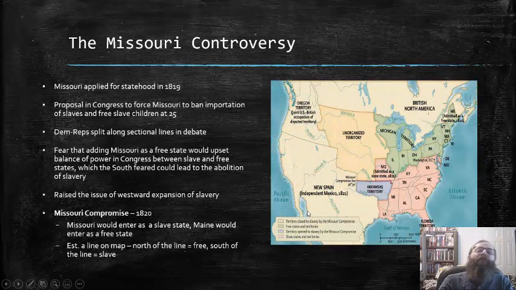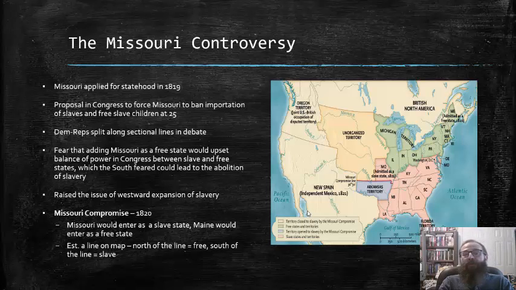Sectionalism within the Democratic-Republican Party was fully revealed during the Missouri controversy of 1819 and 1820. In 1819, the territory of Missouri applied for statehood, and there was a proposal put forth in Congress to force Missouri to ban the importation of slaves and free slave children at age 25. Democratic Republicans split pretty much along sectional lines in the debate over this particular issue.